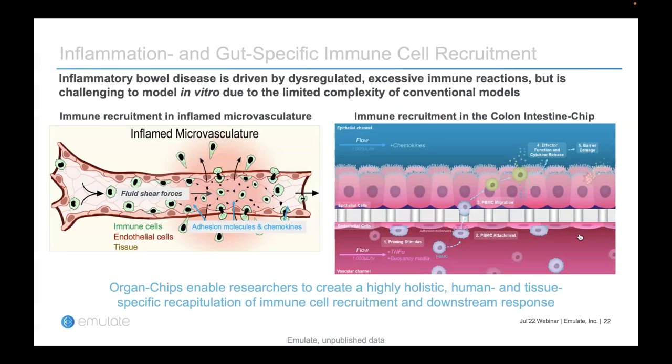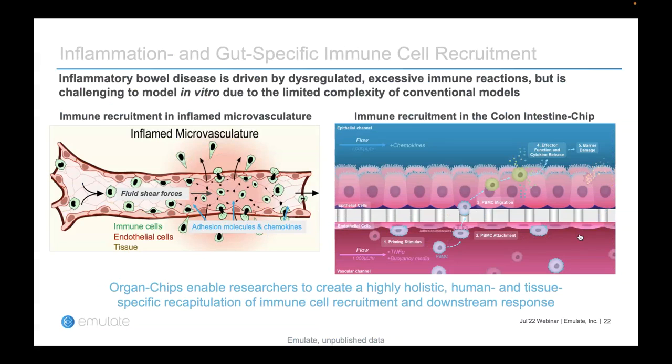We see those PBMCs start to roll across the endothelium. When we prime the model to become inflamed, the endothelial cells start to project their adhesion molecules that roll. The immune cells start to arrest, and then they start to migrate through that endothelium into the epithelial chamber, and we're able to actually quantify that movement. And then once they get across, we can actually see the effector function of those immune cells. They start to express and release their cytokines, and we're able to see them kicking off that inflammatory process and how that damages the barrier of the colon.